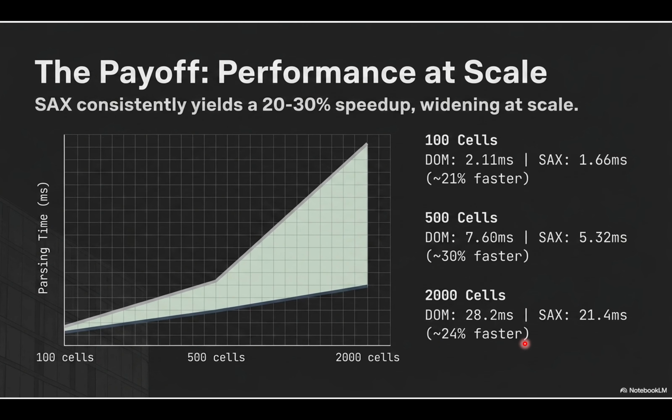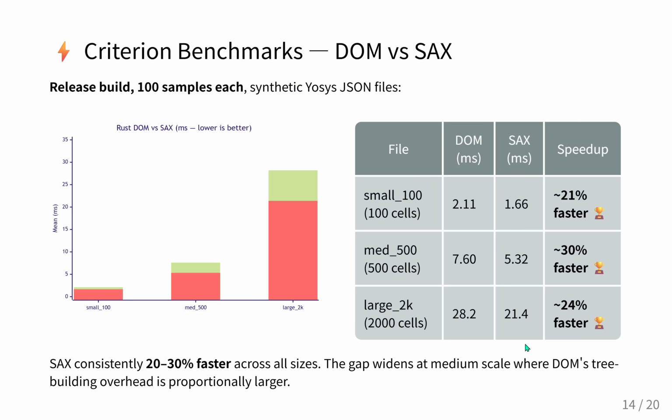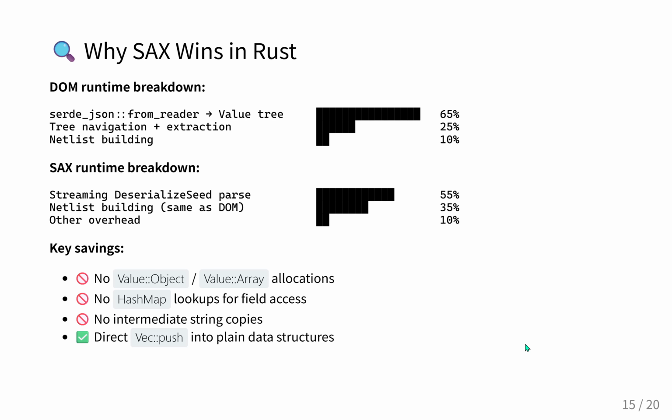It really is, and SX bypasses that tax entirely. Because by just watching the conveyor belt, SX completely avoids those dynamic object and array allocations. It eliminates the need to use hash maps just to look up a field name. It stops intermediate string copies from happening. It just extracts the raw stack allocated data and pushes it directly into plain data structures using a simple push command. Yes. It is the absolute shortest possible physical path from the raw file on your hard drive to a usable data structure in your processor.